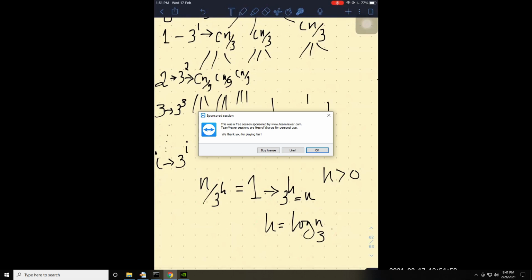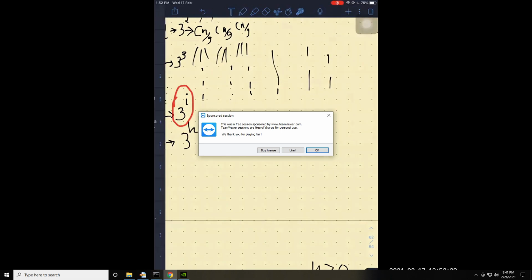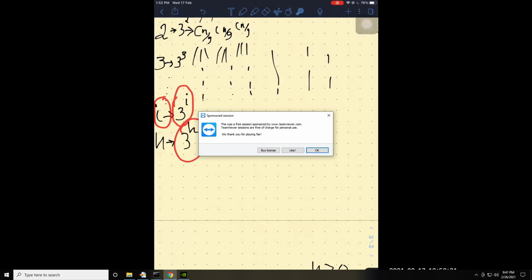Okay, so if we put h in this equation, then we can write that for the hth level, we will have 3 to the power h nodes. Is it clear? Because we already generalized this number of nodes for the ith level. So for the hth level, we'll get 3 to the power h nodes. Any question regarding this part?